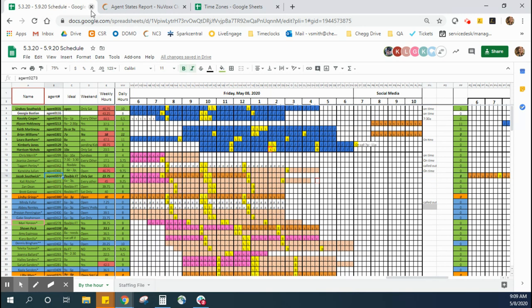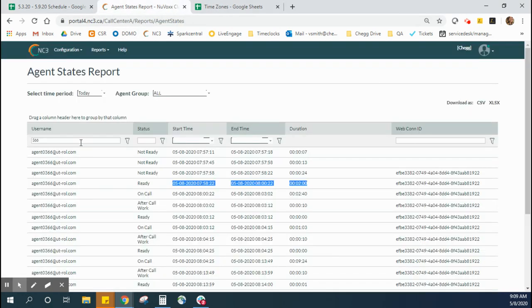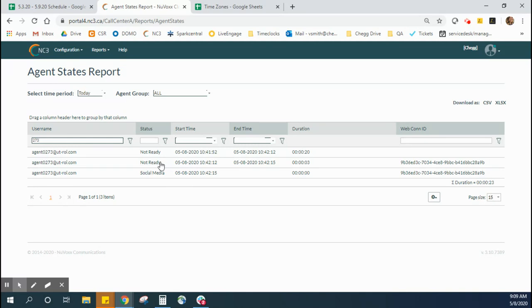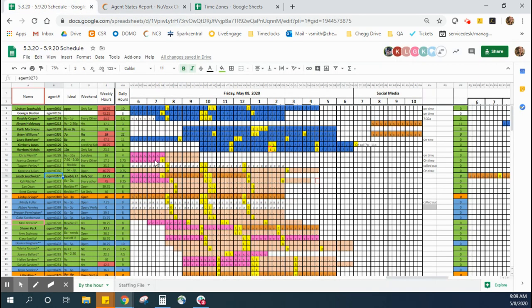Next person is 273. All right, so we see 8:42. Technically, it says 10:42, but make sure to subtract 2 hours because it's Eastern Standard Time in here, but we're in Mountain Standard Time. So we see 8:42, and I know he had technical issues from 6 a.m. this morning because our supervisor specifically mentioned him to me. So I can't tell that in the agent state reports.